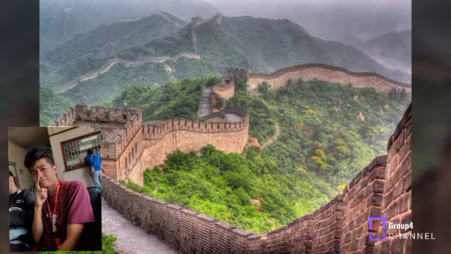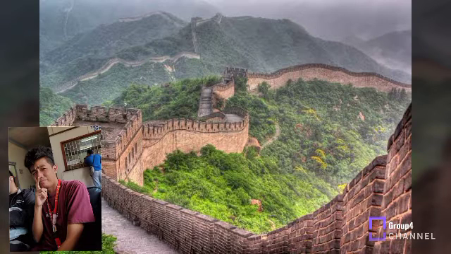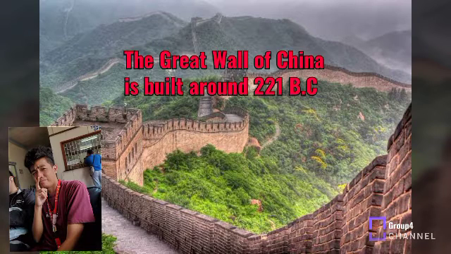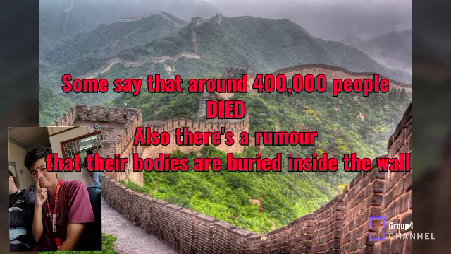Who and when was the Great Wall of China built? It was Emperor Qin Shi Huang. When Emperor Qin Shi Huang ordered construction of the Great Wall around 221 BC, ang labor force na gumawa ng pader ay karamihan mga sundalo at bilanggo. Sinasabi rin na higit kumulang 400,000 people ang namatay during the wall's construction. At sinasabi rin na karamihan sa mga manggagawa ay nilibing na lamang sa loob ng pader.